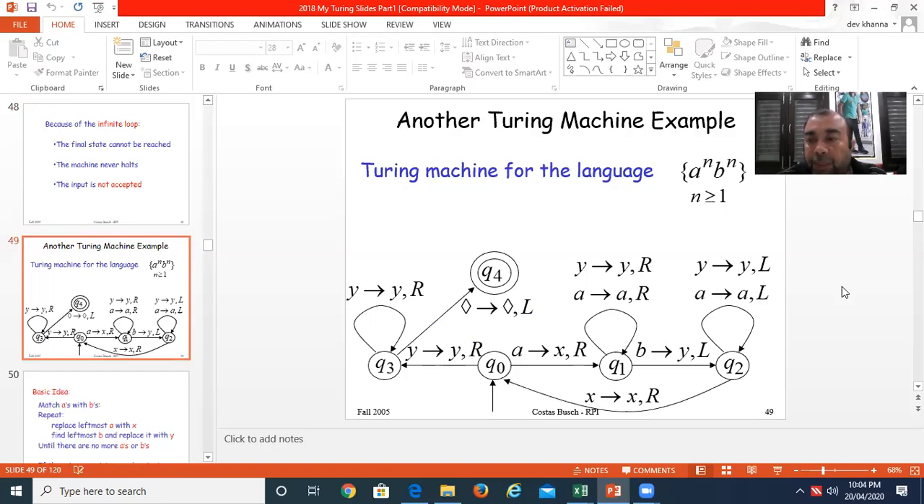Now this is a very good example. a raised to power n, b raised to power n, where n is greater than or equal to 1. How are we going to accept this? Although you know that this is a context-free language, because we have built the context-free grammar for this, and we have built one stack PDA for this also. This was the most classical example of that one stack PDA, first example.